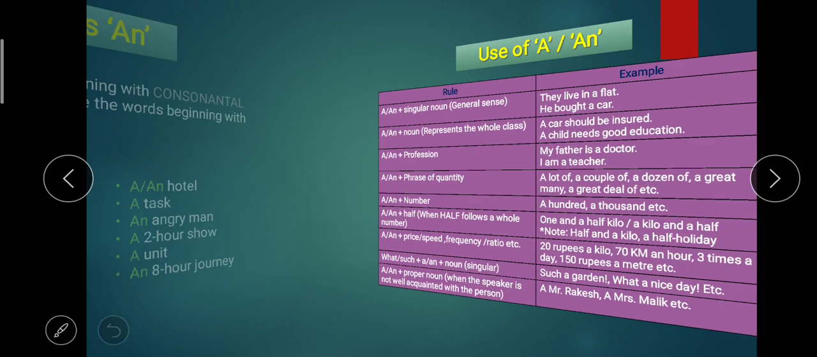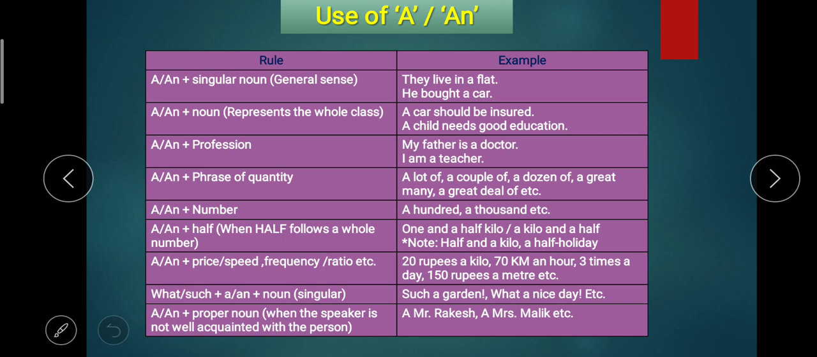Moving to the next, the use of a and an, how they define the nouns, the meaning that comes out when we use a or an before a noun. We'll study over here. A or an is used before a singular noun. We cannot use a or an before plural nouns. The reason being they mean just one.